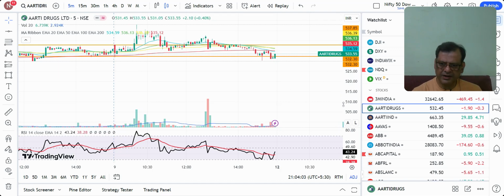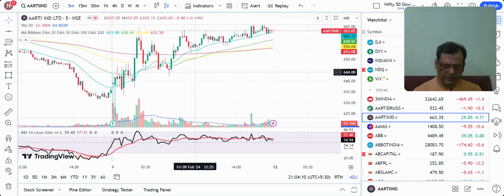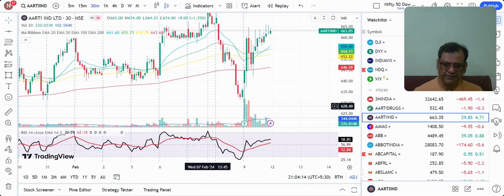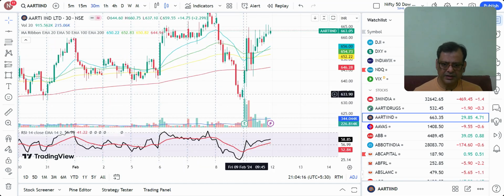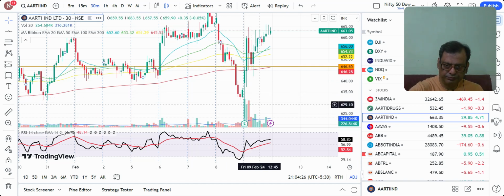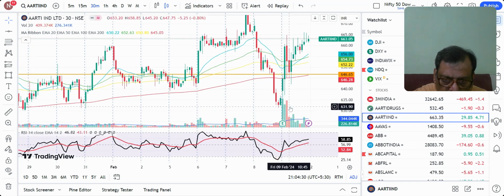Now let's look at another stock here, Aarti Industries. Again, we're looking at 9th Feb only. Let's go to the 30 minutes time frame. There is 9th Feb. First candle, I'm going to place a horizontal line at the high and the low. Where is the low? Looks like here.